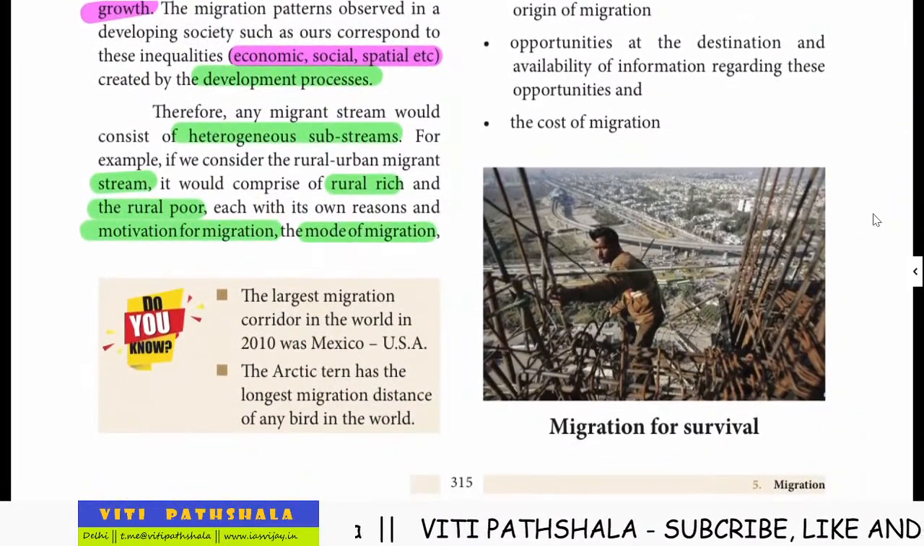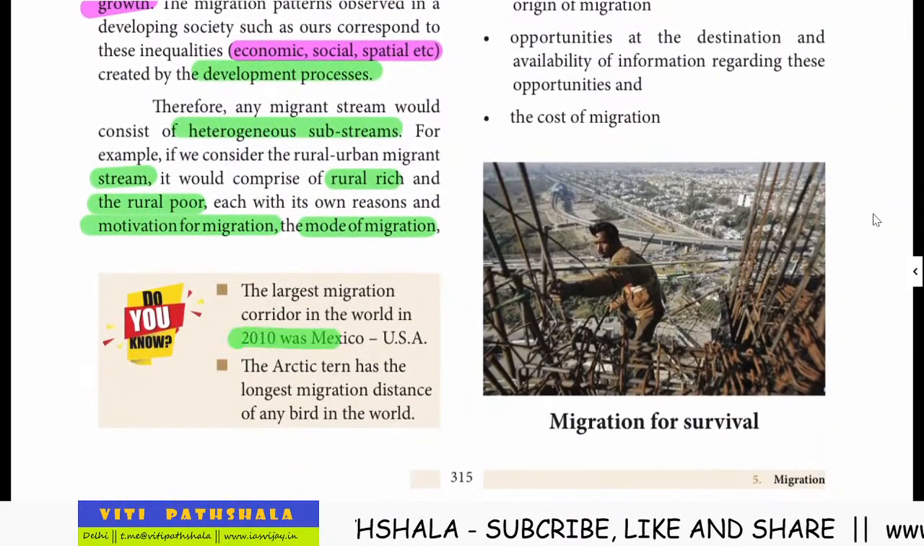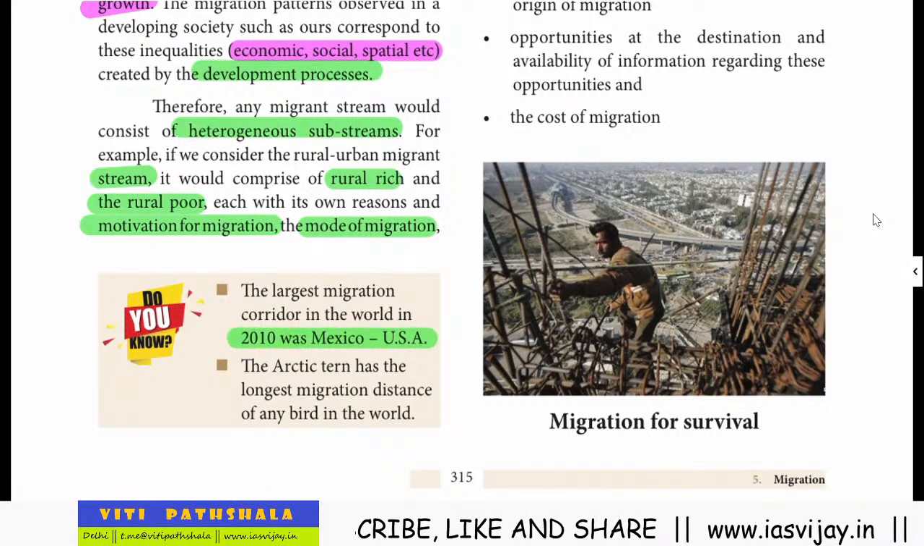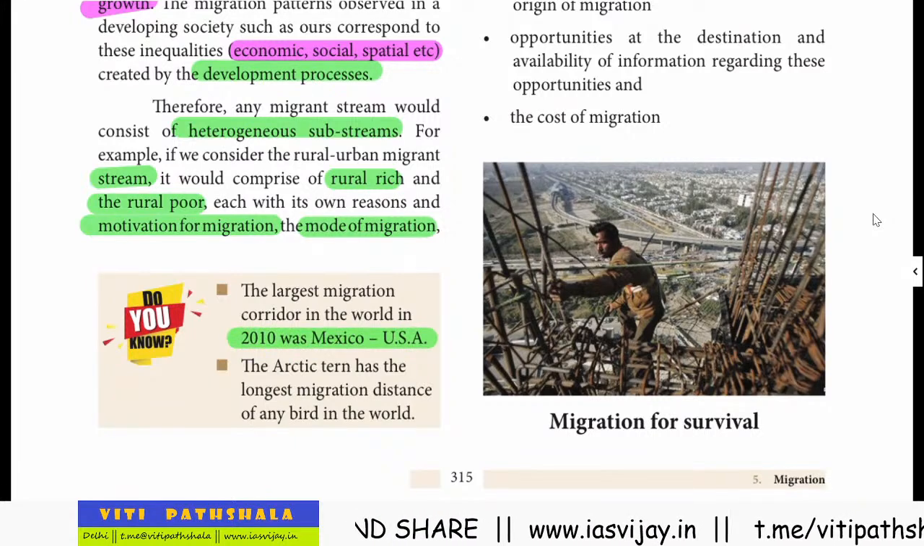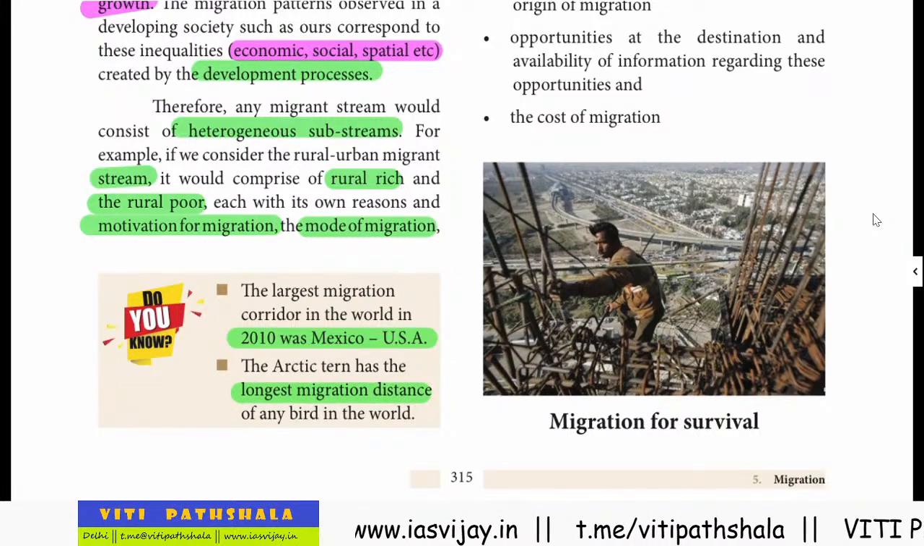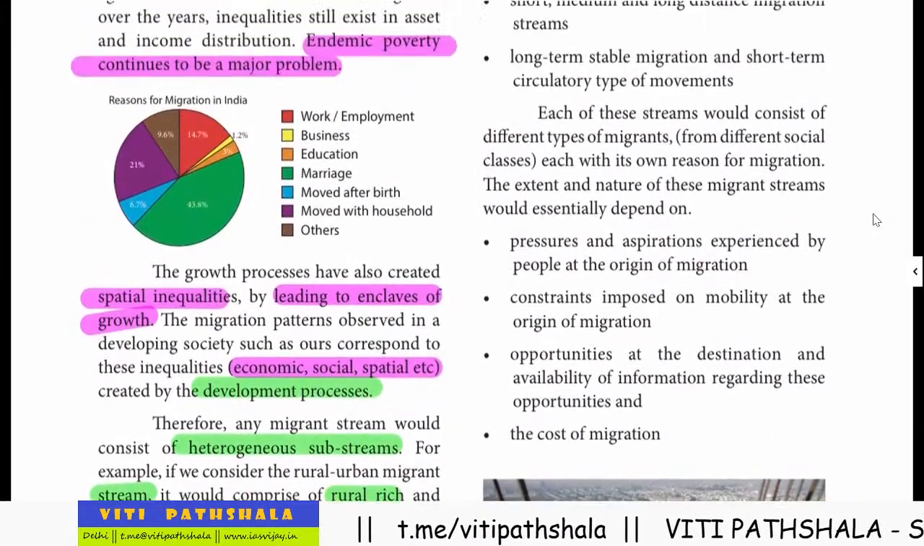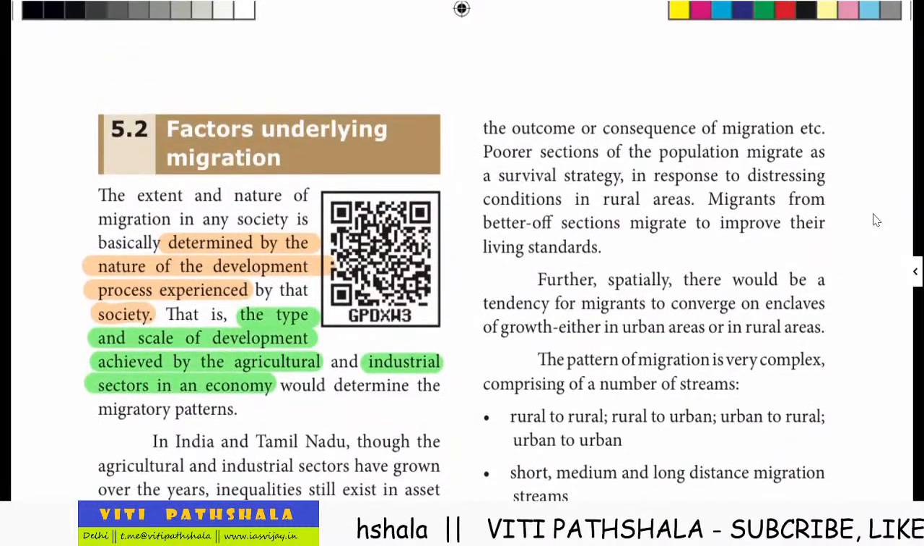The largest migration corridor in the world in 2010 was Mexico to USA. The Arctic tern has the longest migration distance of any bird in the world. So remember that also for the factual basis.